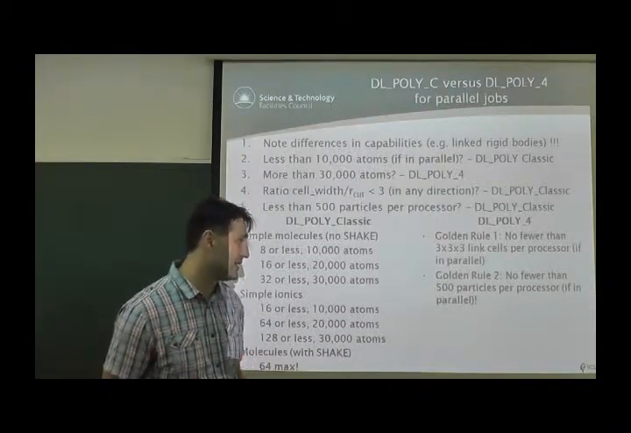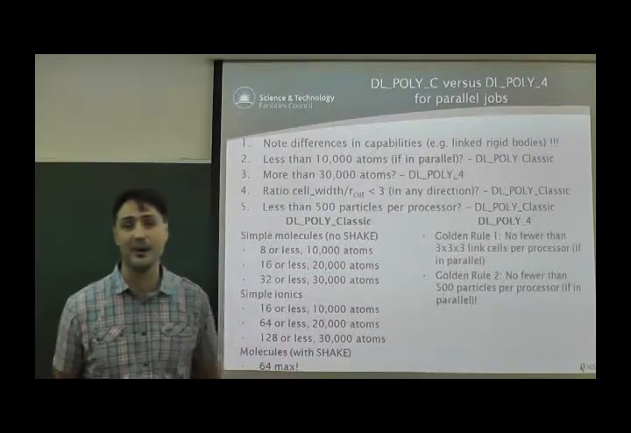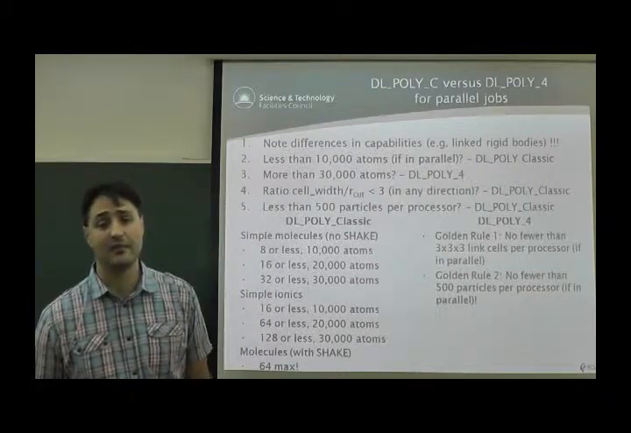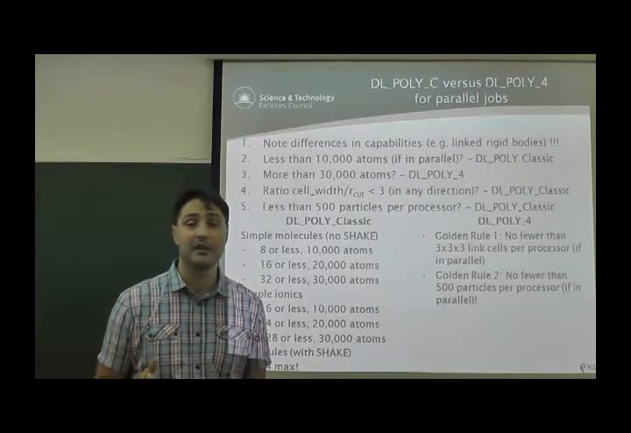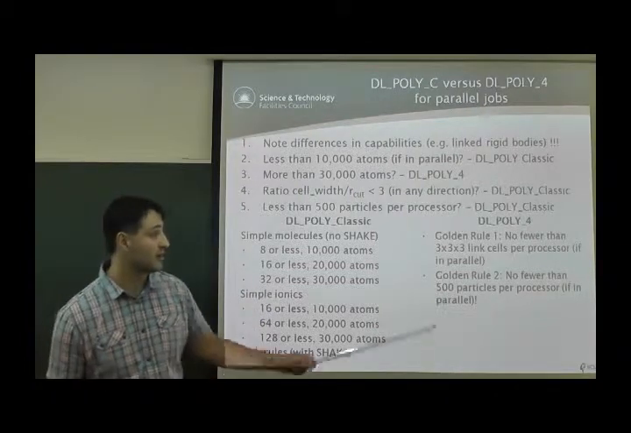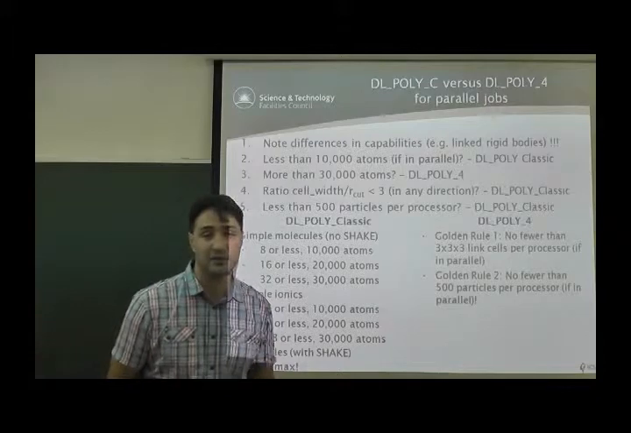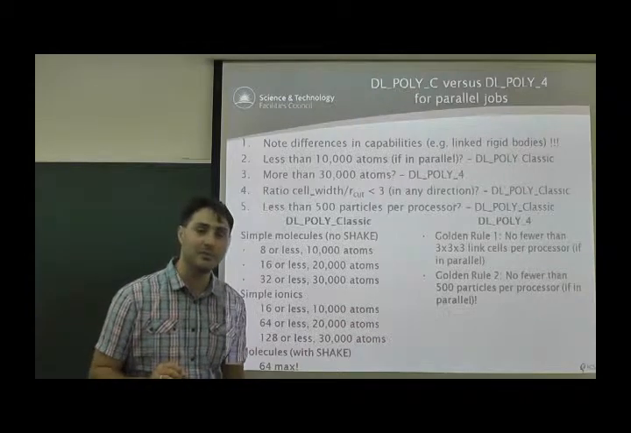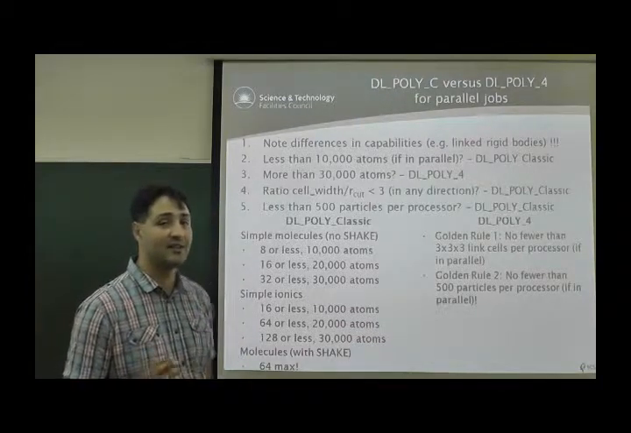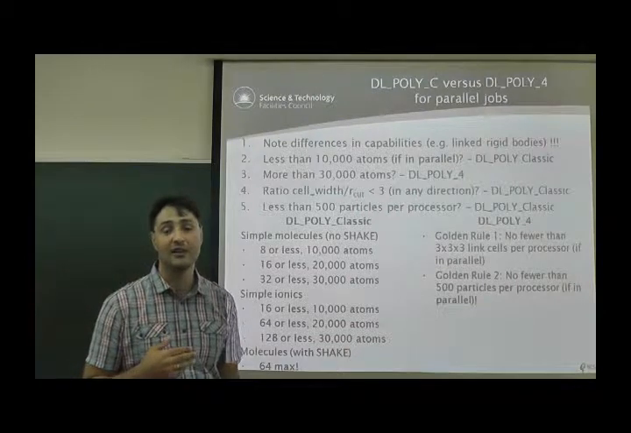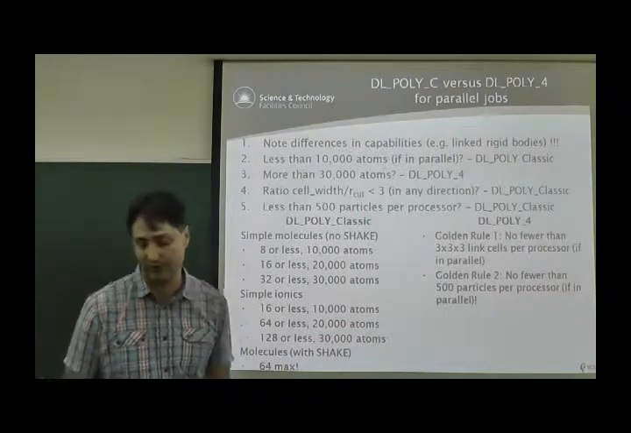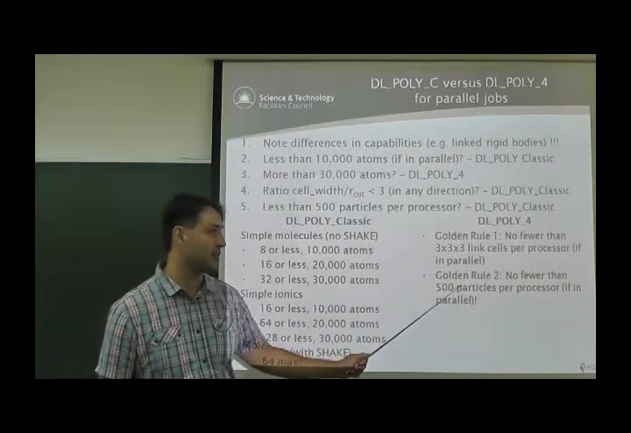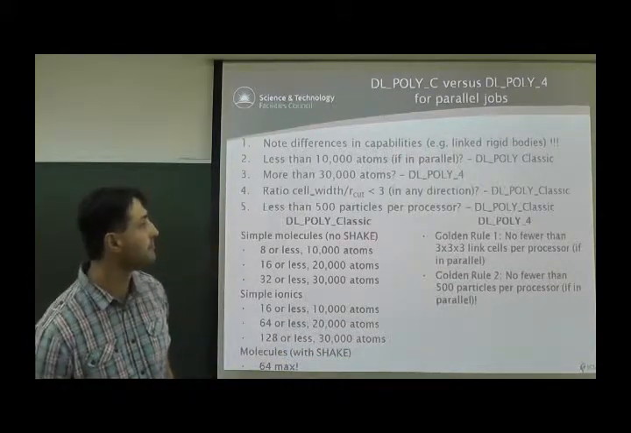The second golden rule is just try not to have fewer than 500 particles per processor. With a traditional MPI parallelization, fewer than 500 or 100 particles warrants that you have less than 3x3x3 link cells, and you don't get any performance out of it. And in the limiting case of having one link cell per domain, beyond that, the package will just notify you with an error message that it is impossible to run. But that is a big extreme. So usually stay above 500 particles per processor. That is the rule of thumb for DL_POLY 4.